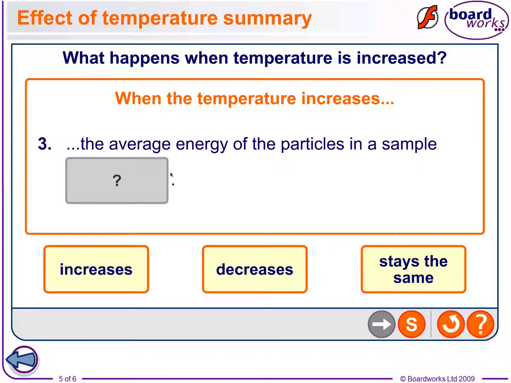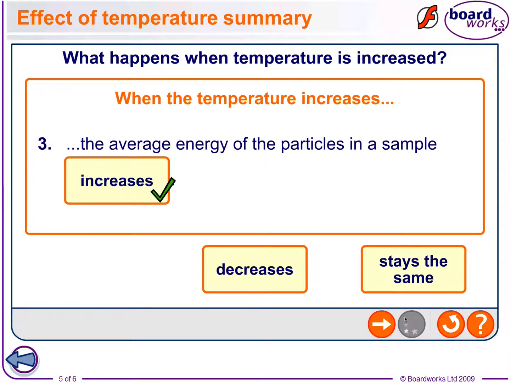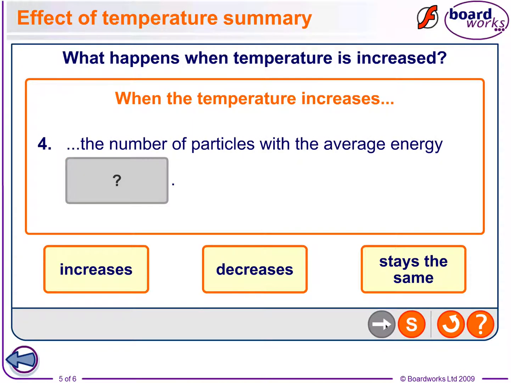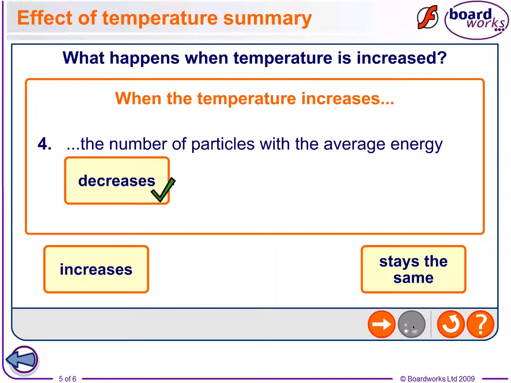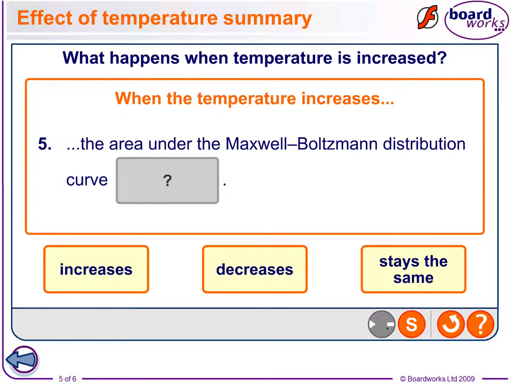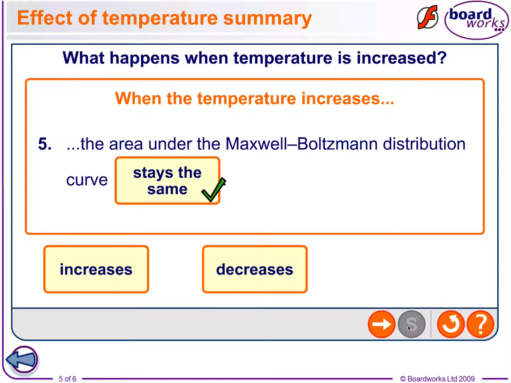Right, when the temperature increases, the average energy of the particles in the sample will increase. Then when the temperature increases, the number of particles with the average energy will decrease. And then when the temperature increases, the area under the Maxwell-Boltzmann distribution curve will remain the same. Why? Because the same number of particles are in the system.